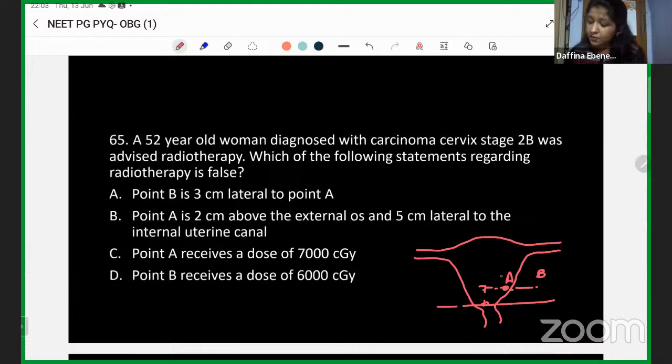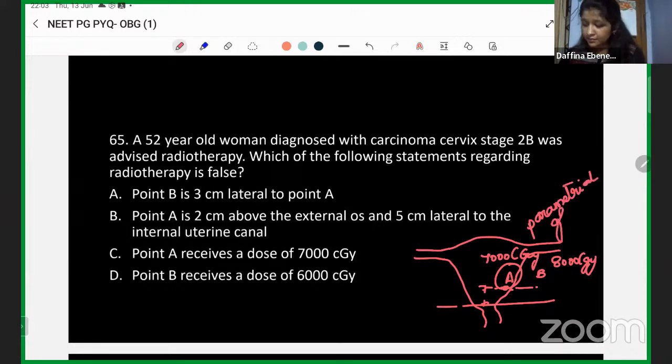Okay, so at point A, you apply a radiation of 7,000 centigray, and at point B, you apply a radiation of 8,000 centigray. What are you covering by point A? Point A is going to involve the parametrial glands. Okay, point A is going to involve the parametrial or the paracervical glands.